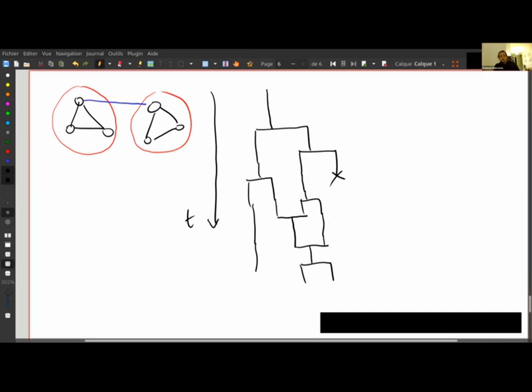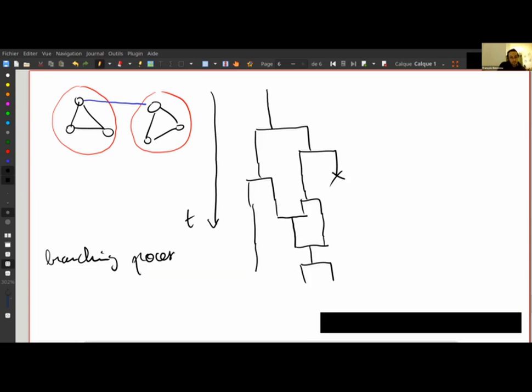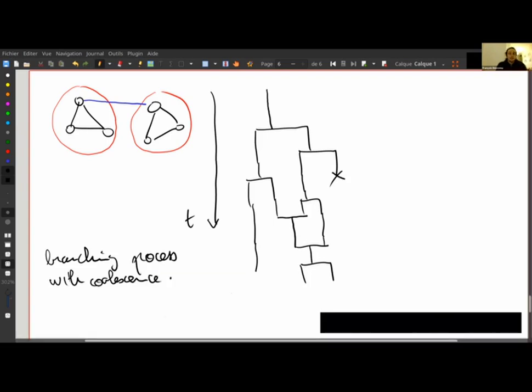So here you have a birth-death process with some extra coalescence events. That's what we call a branching process with coalescence. And you're free to choose your coalescence rate between populations. For instance, you could say that each of these lineages carries some traits, and that the coalescence rate of two populations is going to depend on their traits. But what you could also say is that the coalescence rate is going to be a decreasing function of the divergence time between the populations. So that's what we're going to do.